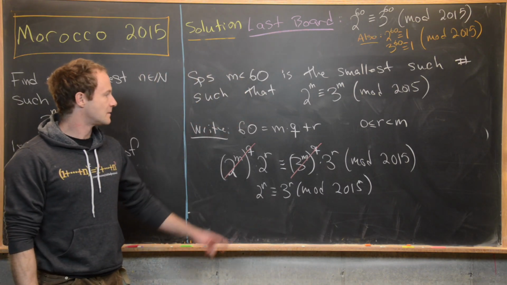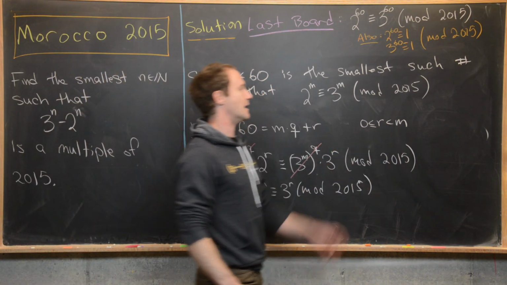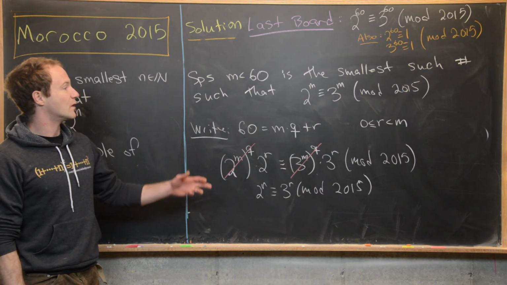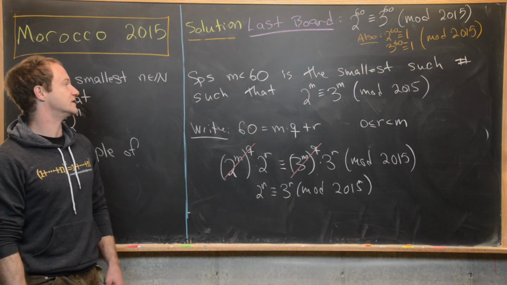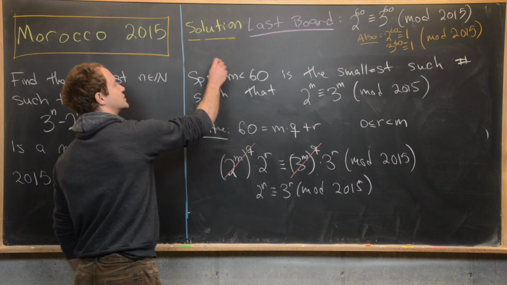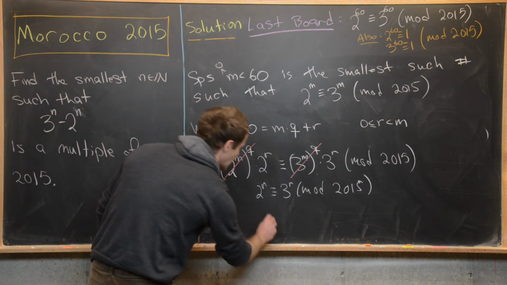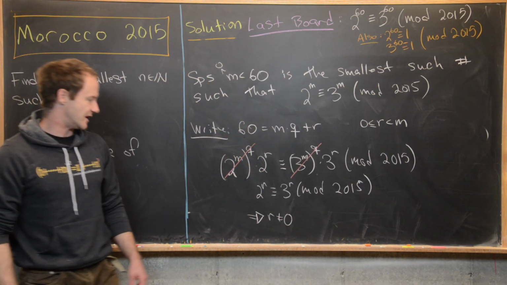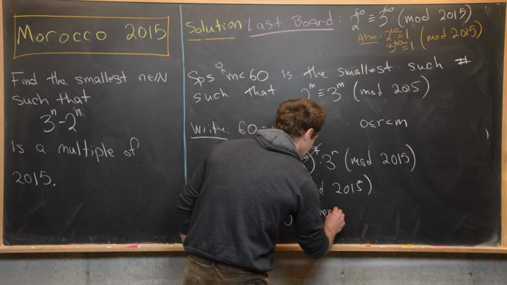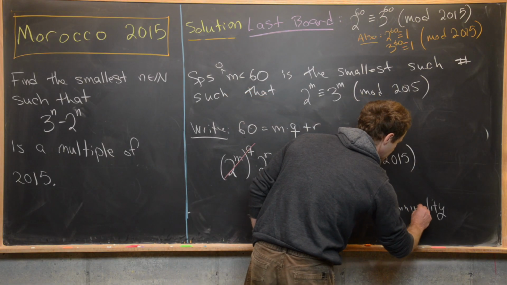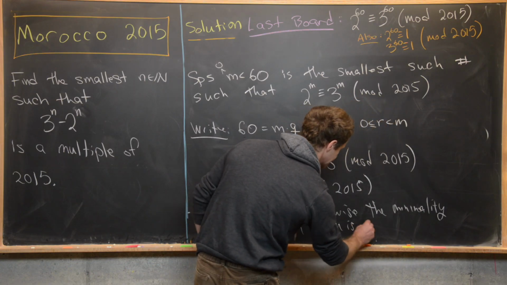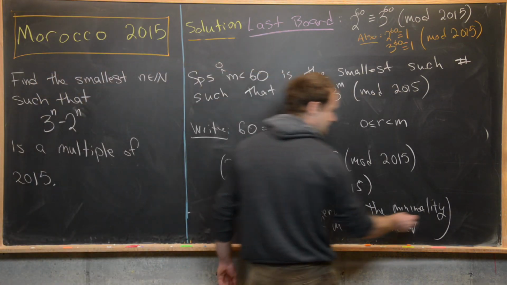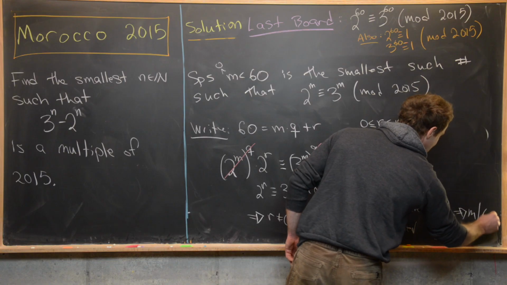But let's see what we've got. We've got a number smaller than m that satisfies this exponential equation. But what that tells us is that number has to be equal to 0. I guess I should say here that this one is strictly bigger than 0, because otherwise we would contradict the minimality of m. So let's maybe write that down. Otherwise, the minimality of m is contradicted. Okay, well, that's actually really good news, because what that tells us is that m divides 60.